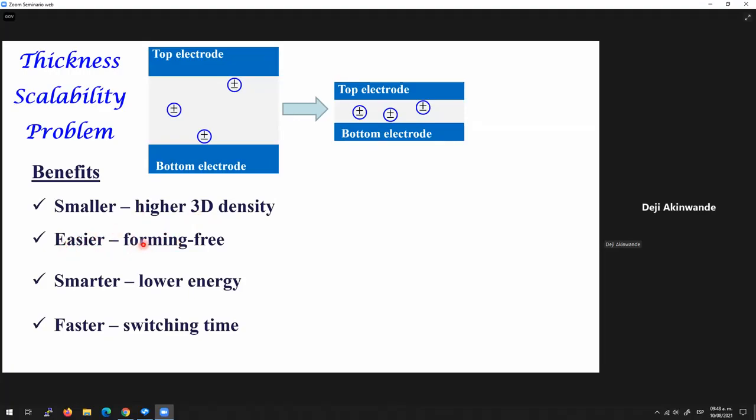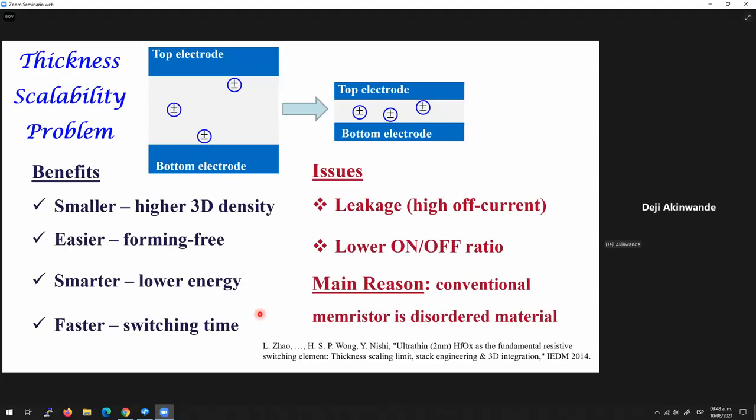Many, especially metal oxide type devices, become forming free when you go to thinner structures. It's certainly going to consume lower energy because you have to move matter over a shorter length scale. And for the same reason as length scale, you can achieve faster switching time. However, just like in transistors, there are inevitable problems that come with dimensional scaling. Likewise, in many or most metal oxide type RAM and similar devices, there are issues that come with dimensional scaling.